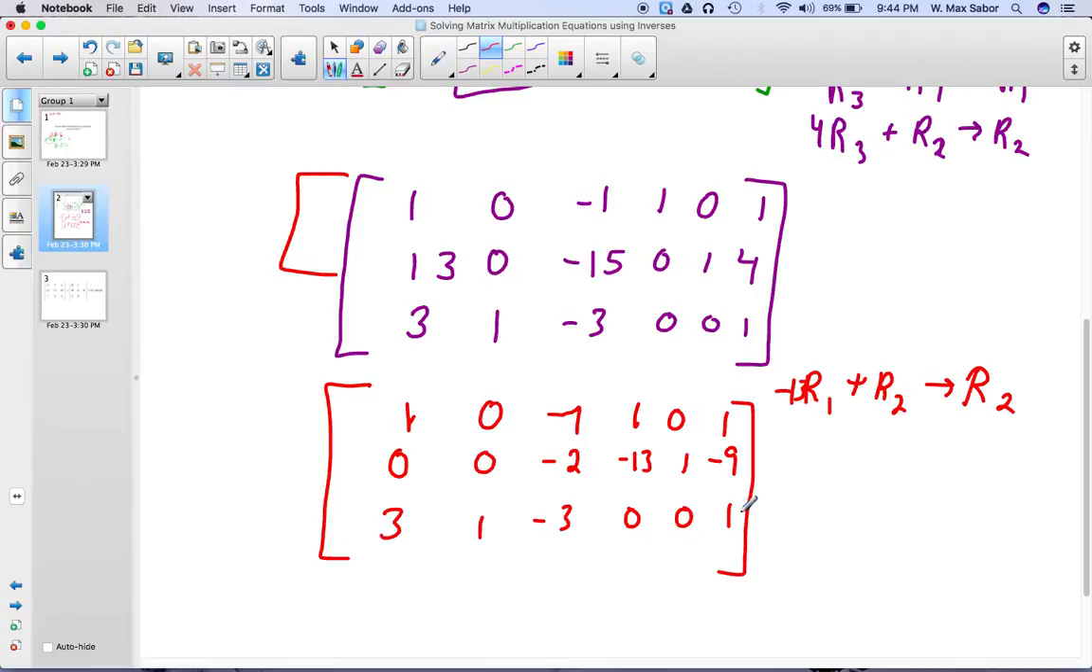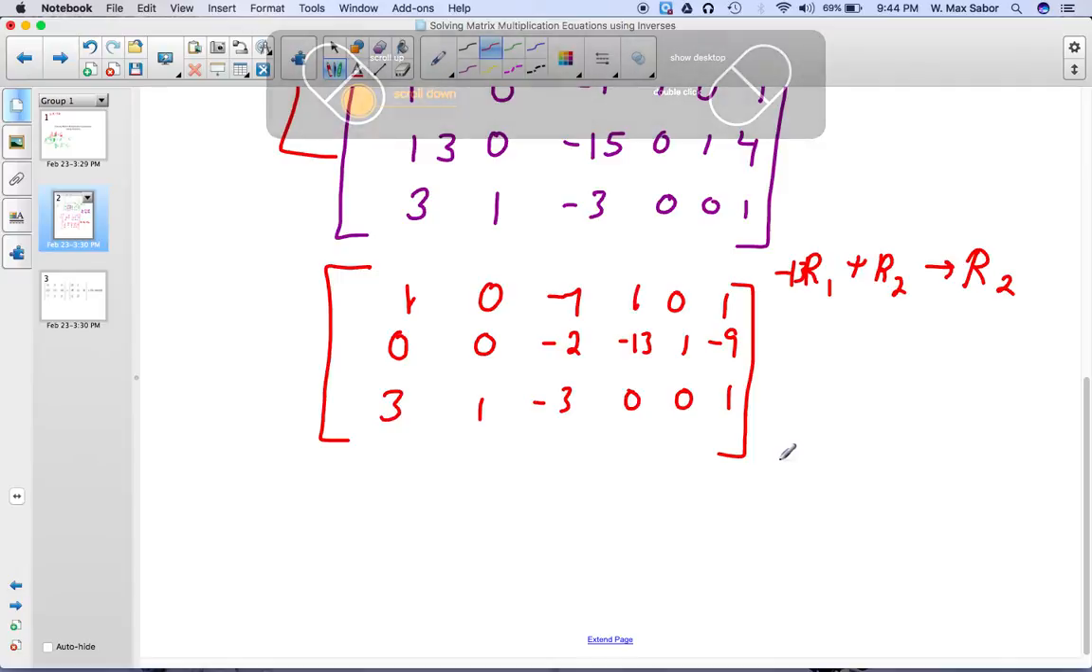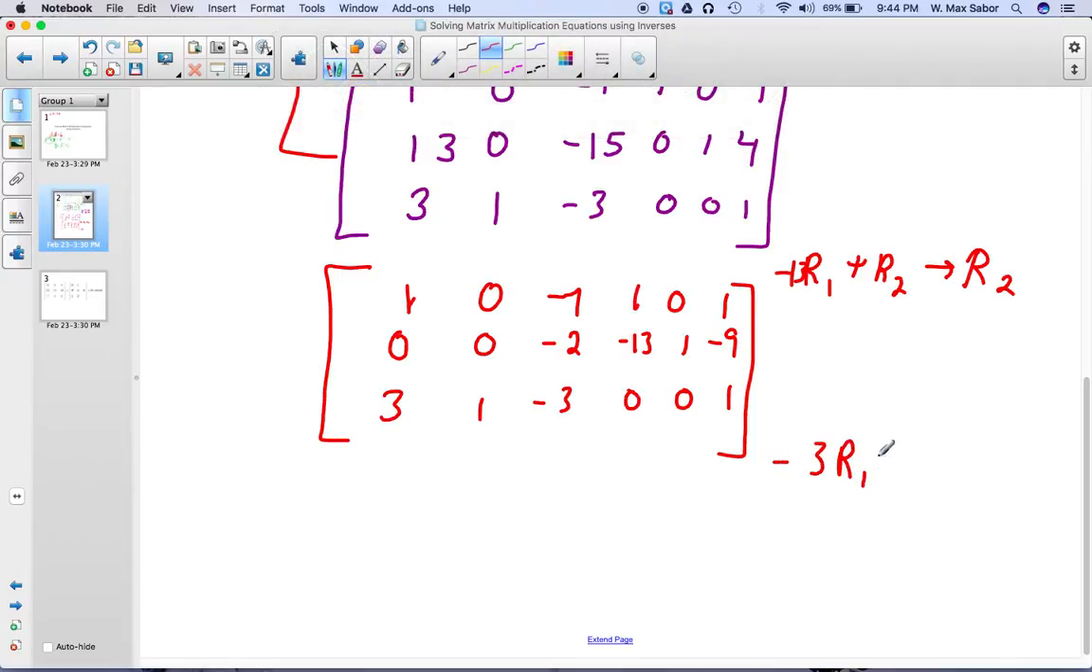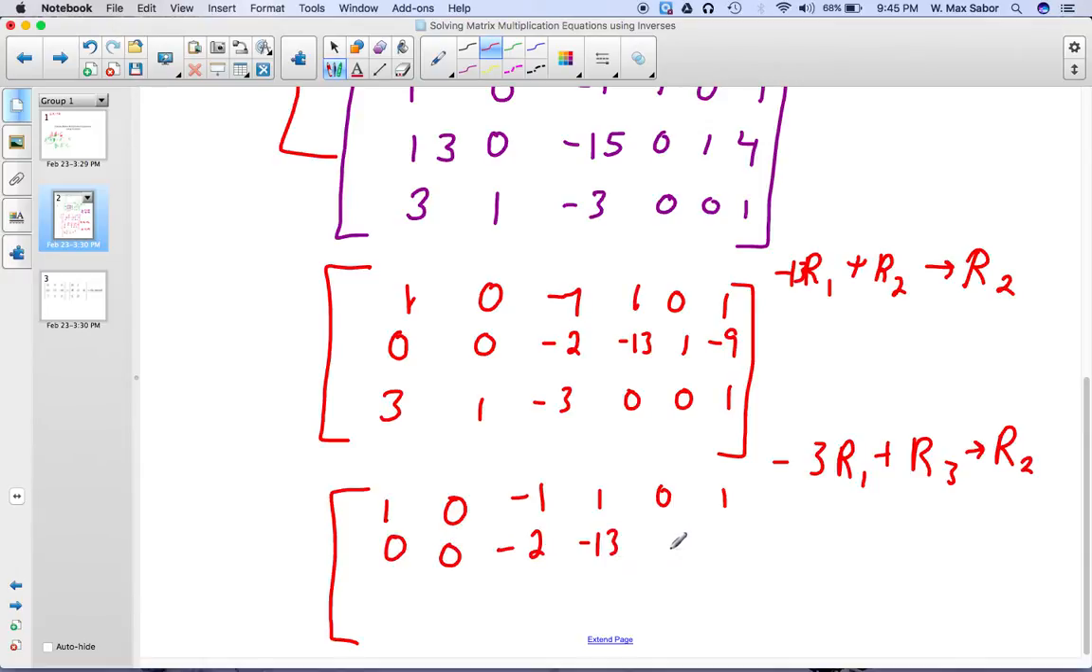Similarly, we can take negative 3 times the first row and add it to the third row. And that way, our first column will be all set up. So negative 3 times 1, 1, negative 3 times this is 3, this is negative 3, 0, and negative 2.